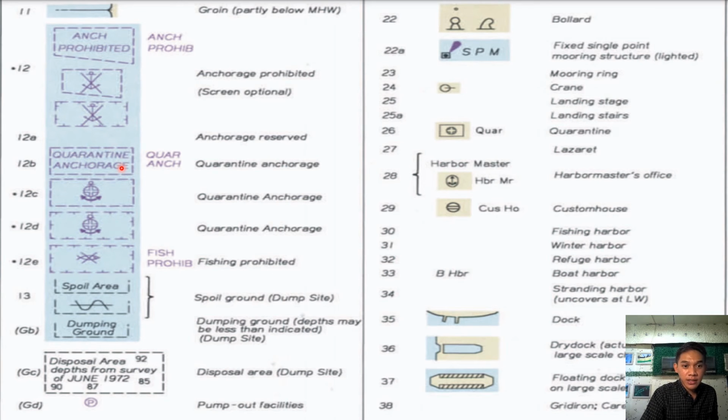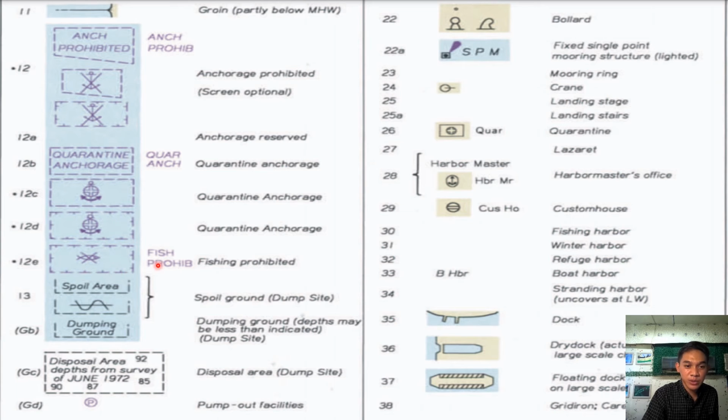And then the next is quarantine anchorage, which is outlined by magenta broken lines. So quar-anch. So anchorage reserve or quarantine anchorage. This is also another symbol for quarantine anchorage. So an anchor with a circle and a cross on the inside. So this right here, quarantine anchorage. Next is fish prohibited. So fishing prohibited. So this symbol can be easily understood because it has a fish sign with an X mark on it.